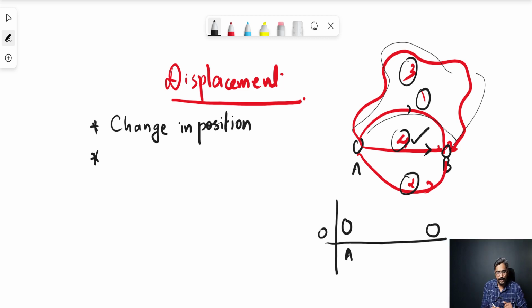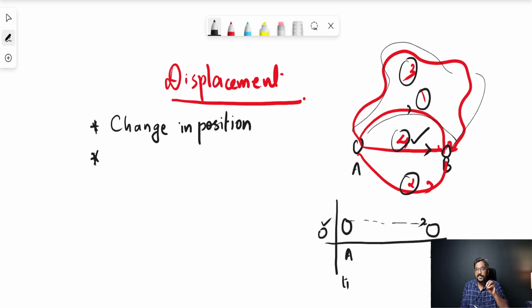After some time, you can see that the object has moved to this much at point B, and this point B can be defined as being this much distance from the origin. With respect to origin and with respect to time, you are defining the displacement, or change in position.